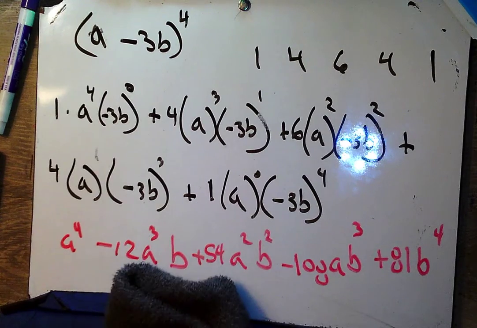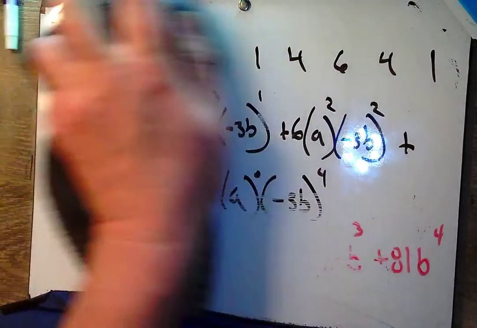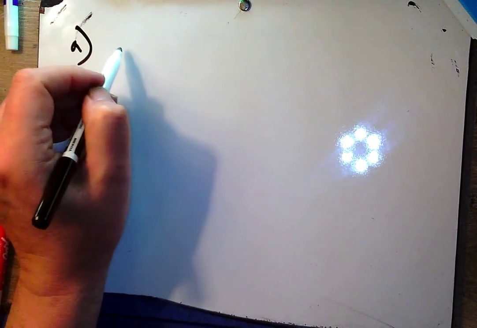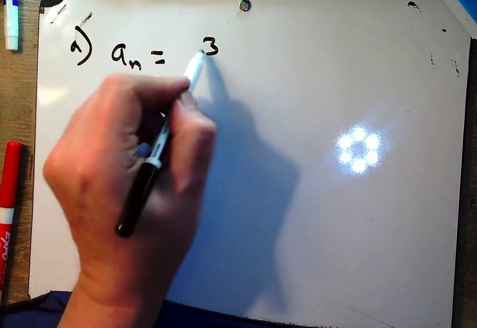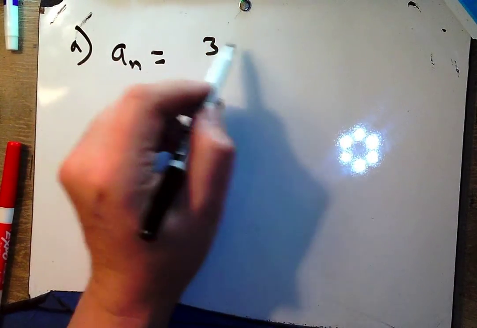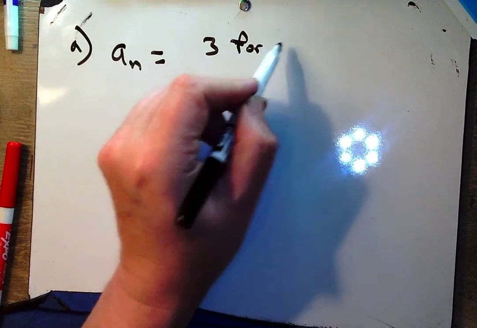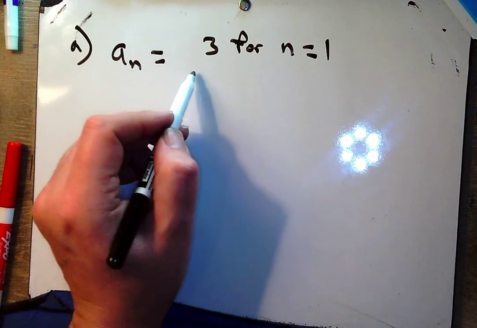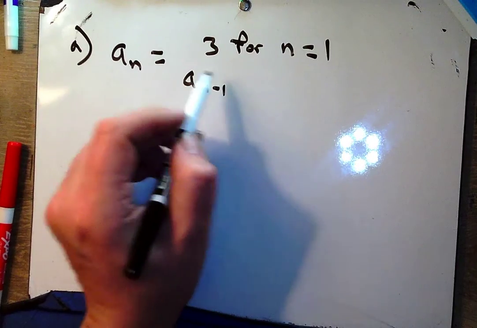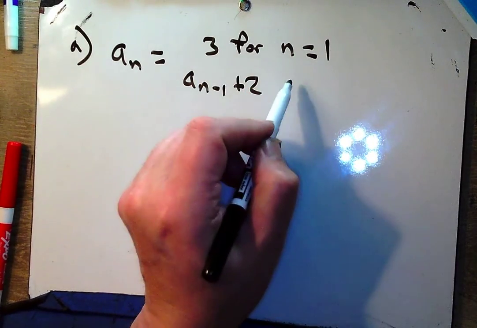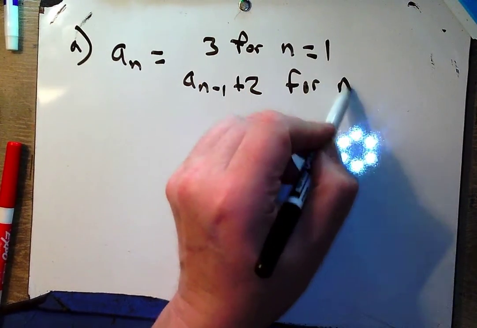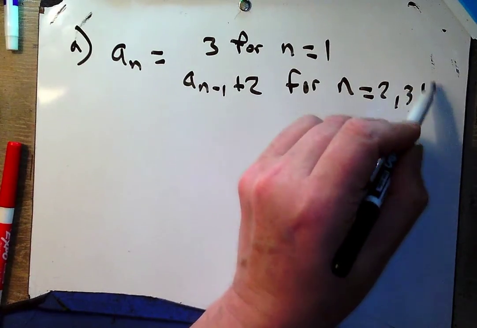Okay. Oh, wow. I'm sorry, I just looked at the last problem. It's not multiple choice. It's 3-part recursive. Okay, so part A, we've got a sub n equals 3 for n equals 1, and a sub n equals a sub n minus 1 plus 2 for n equals 2, 3, and 4.